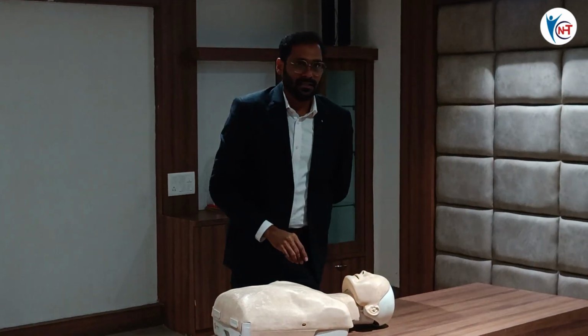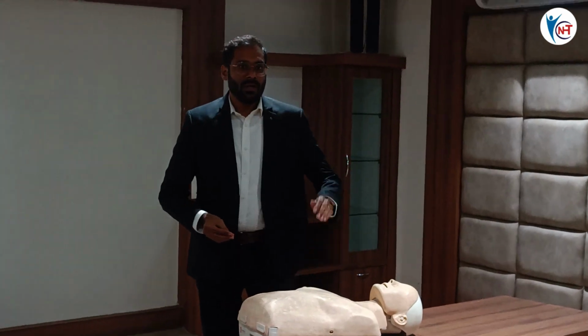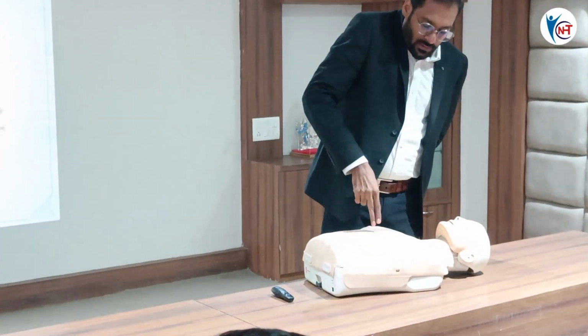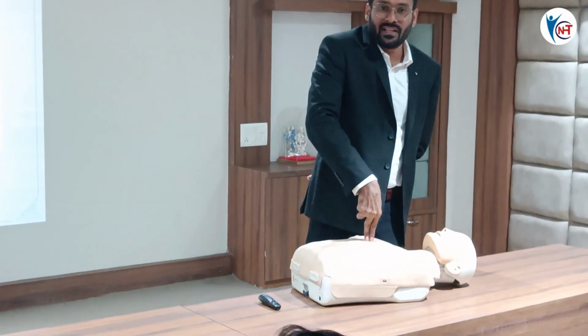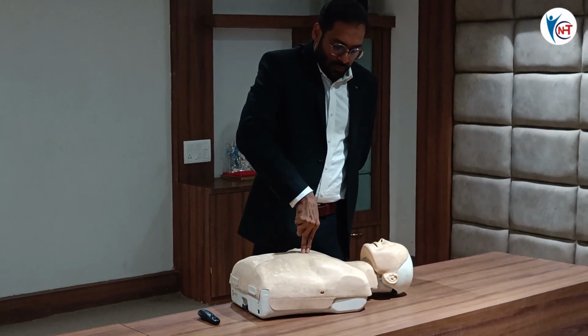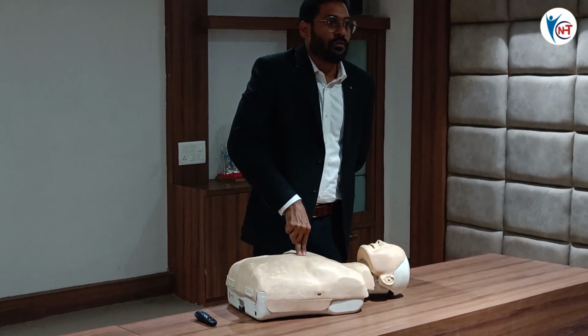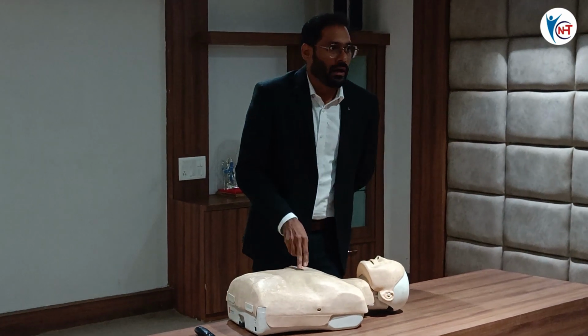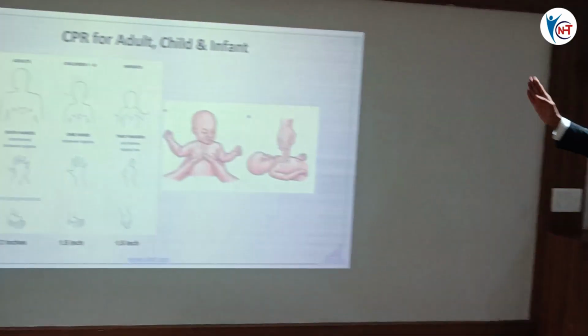And the third category is infant, newborn baby. That means 0 to 24 months. For them, use your 2 fingers. How many fingers? 2 fingers. Like how your hands are straight, make the fingers straight. Not like this. Like this. And then go for 1.5 inches depth or 3/4 of the chest size. So this is the ratio for hand position for infants.